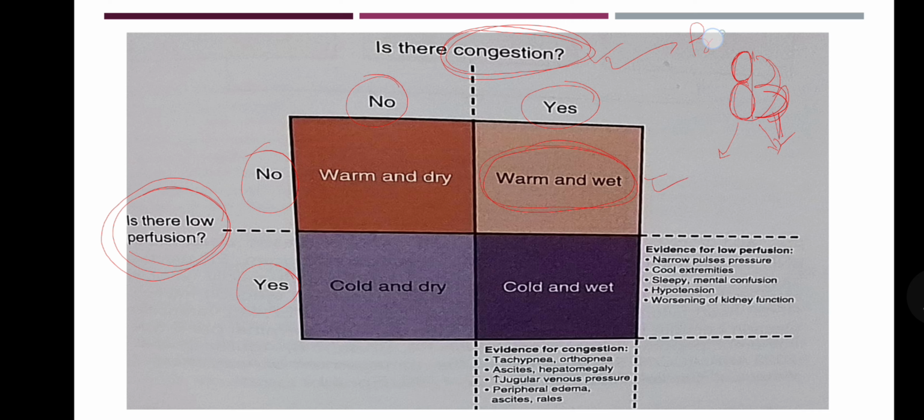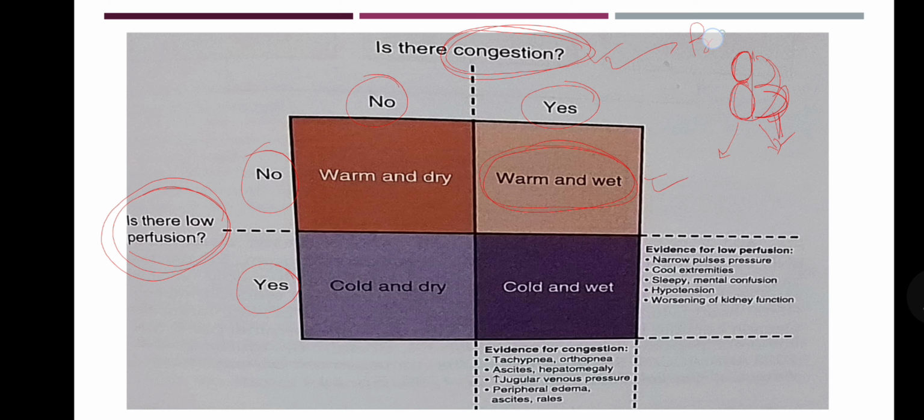That means the ejection fraction is more than 40%, but the demand is much higher than the supply from the heart, and there is accumulation of fluid in the body. So this is wet and warm failure.